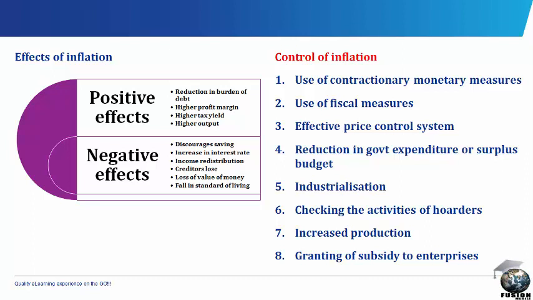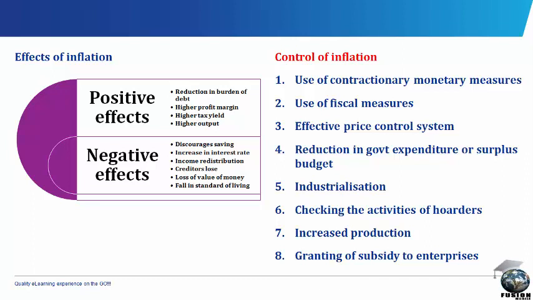Reduction in government expenditure or surplus budget. The government should reduce expenditure, and it will go a long way towards reducing the amount of money in circulation. Industrialization. Industrialization will reduce over-reliance on imported goods and bring about increase in output, which will reduce prices. Checking the activities of hoarders. The activities of hoarders should be checked to prevent increase in prices of goods.